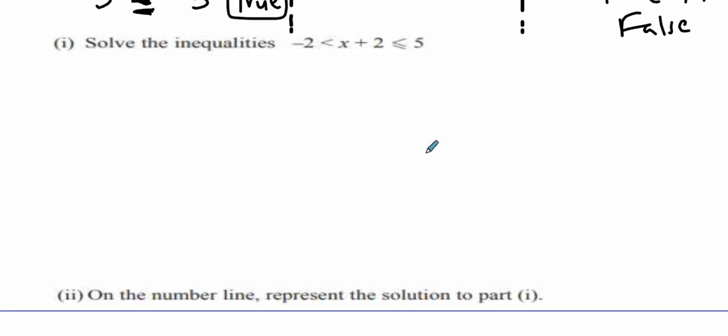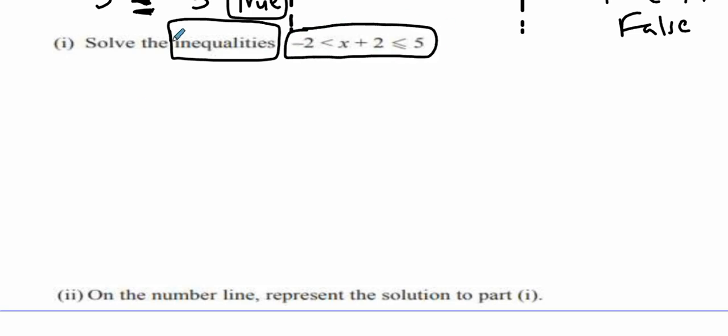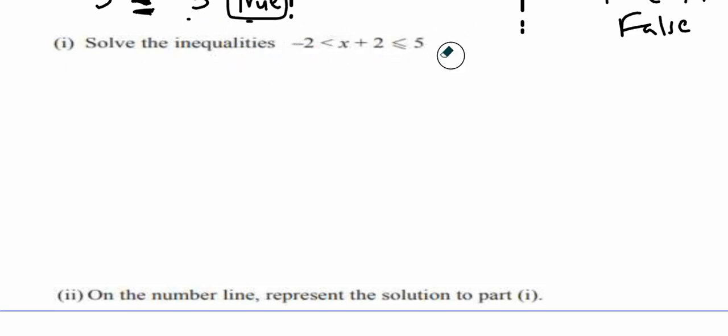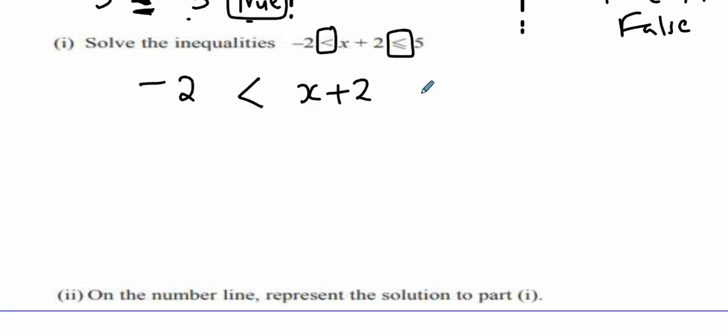Solve these inequalities. You may be confused why it says inequalities while you have only one sentence. The reason is that you have two inequalities in one. One is less than, another one is less than or equal to. So solve those inequalities. You have negative 2 is less than x plus 2, which is less than or equal to 5.